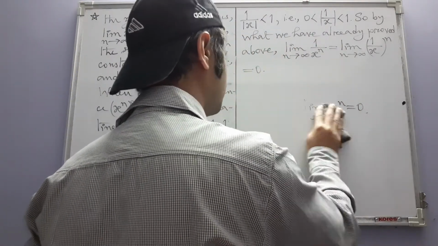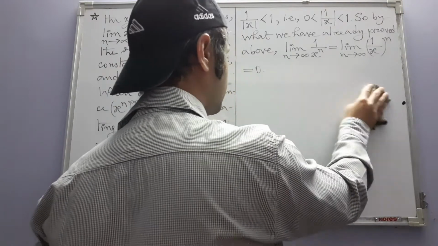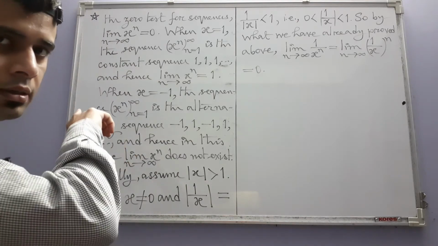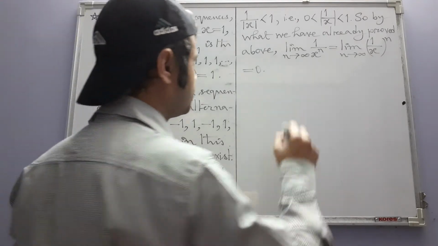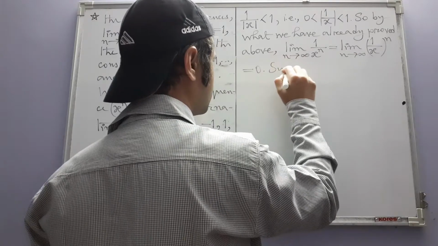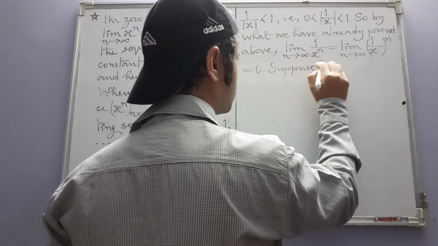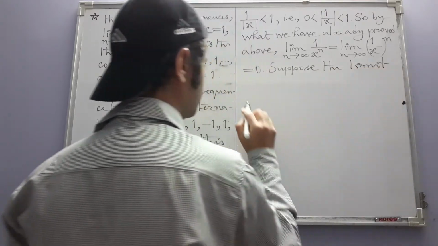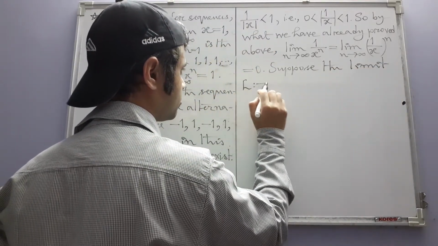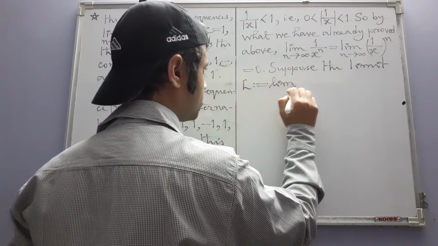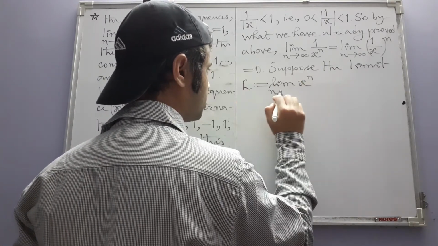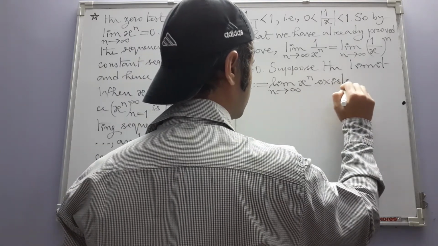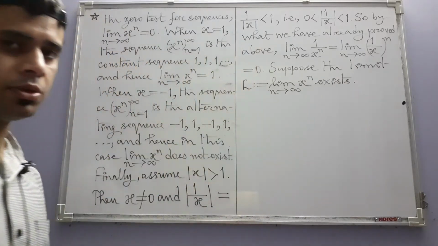Now we want to prove that the limit of x to the power n does not exist. So we are going to proceed just like that previous exercise. Suppose the limit, this limit exists.